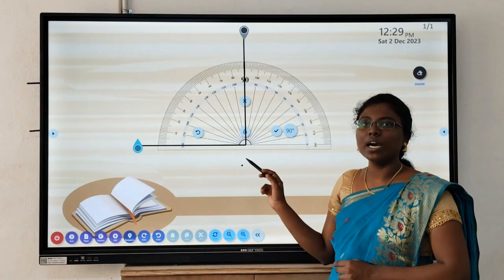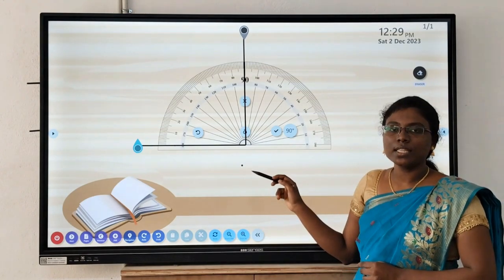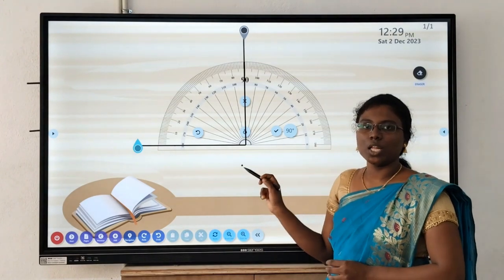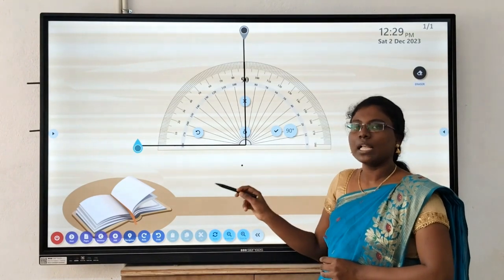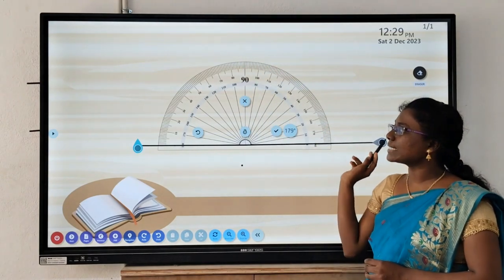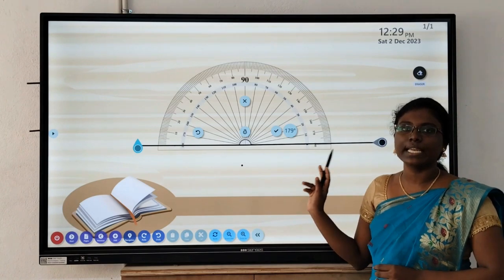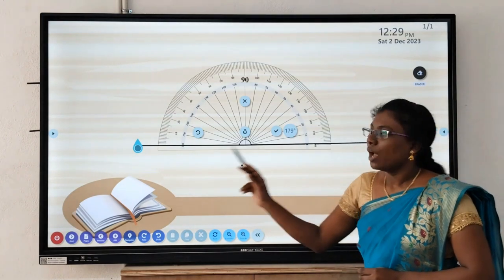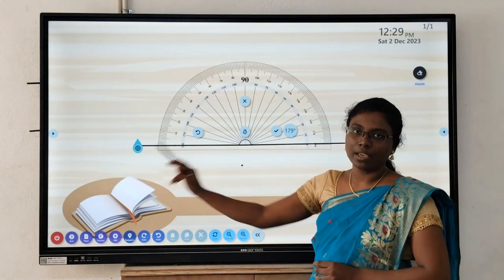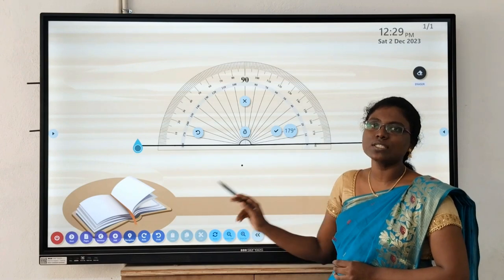Next you have the last one. What is the last angle given in your book? That is a straight angle. What is a straight angle? A straight angle measures exactly 180 degree, from 0 degree to 180 degree. So it looks like a straight line. It will look like a straight line.